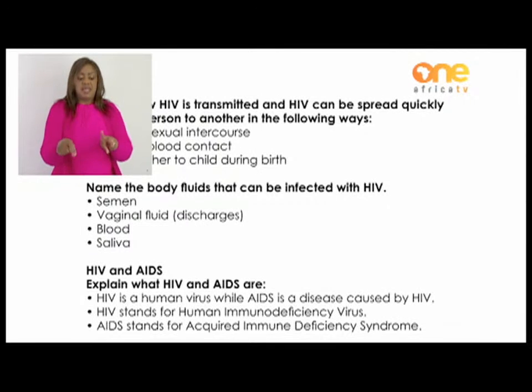HIV is transmitted through sexual intercourse, or to be specific, through unprotected sexual intercourse. Another way is through blood contact, and it is also transmitted from mother to child during birth. We are also required to know the body fluids that can be infected with HIV: semen, vaginal fluids or discharges, blood, and saliva. Those are the body fluids that can be infected with HIV.